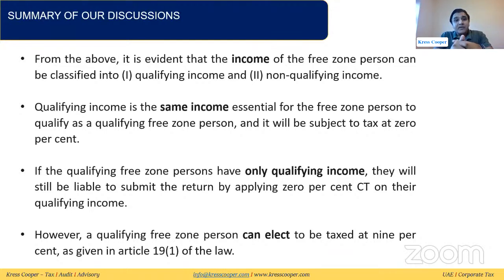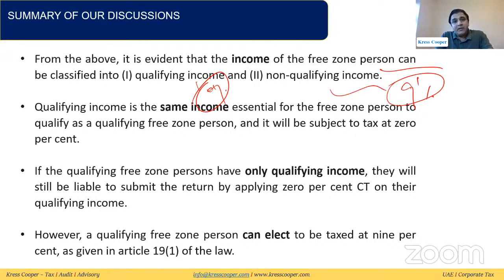Summary of the discussion. From this discussion, it is evident that the income of the free zone person can be classified into qualifying income or non-qualifying income. Qualifying income, if the person is meeting all those conditions, will be subject to tax at 0%, otherwise 9%, unless the income is exempt or out of the scope itself.